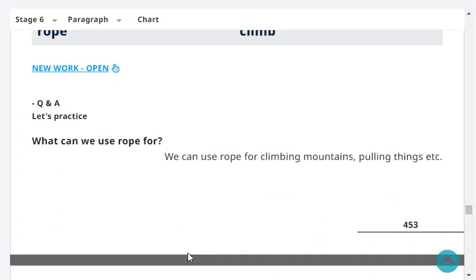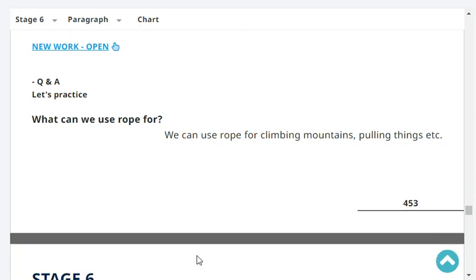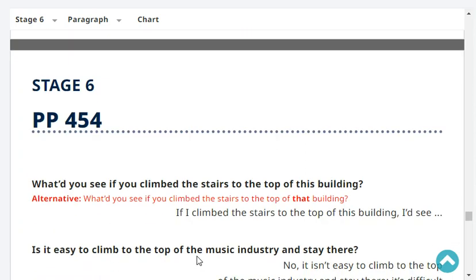What can we use rope for? We can use rope for climbing mountains, pulling things, etc. Very good.